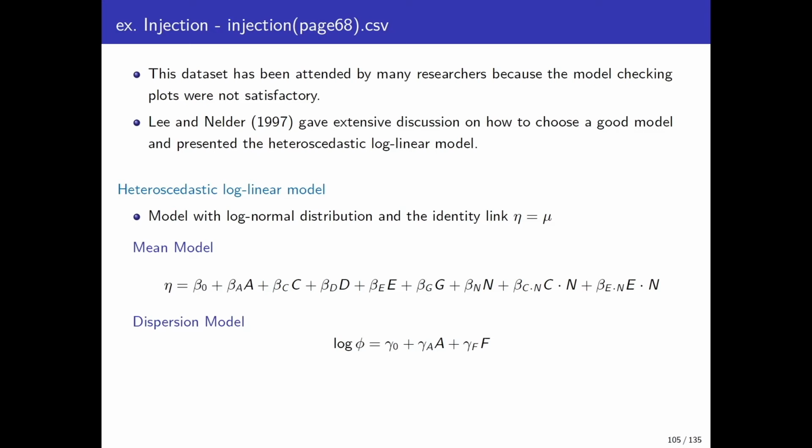This dataset has been attended by many researchers because the model checking plots were not satisfactory. Following Lee and others in 1997, they gave extensive discussions on how to choose a good model and presented the heteroscedastic log linear models, a model with log normal distribution and the identity link, eta equals mu. And the mean model is eta equals beta 0 plus beta A times A plus beta C times C plus beta D times D plus beta E times E plus beta G times G plus beta N times N plus beta CN times C and N plus beta EN times E and N.